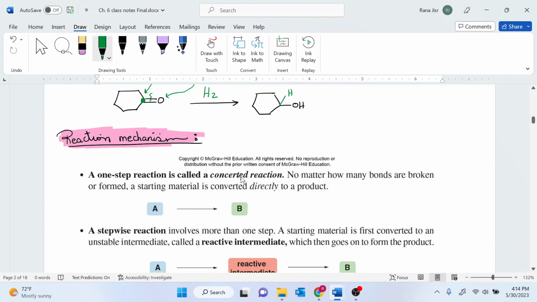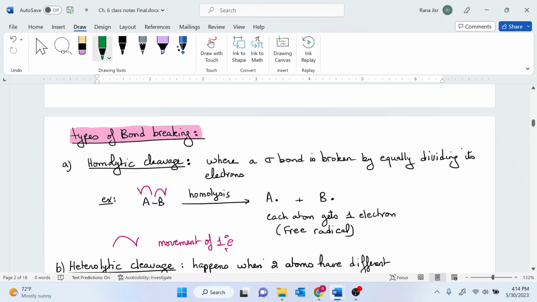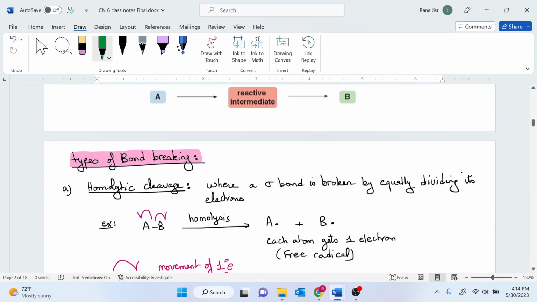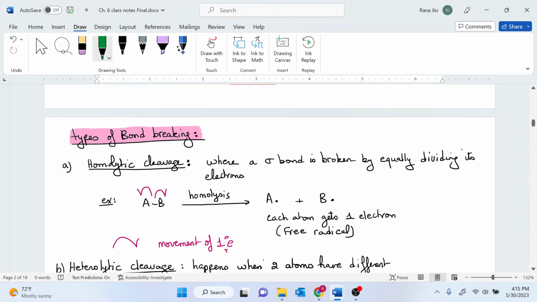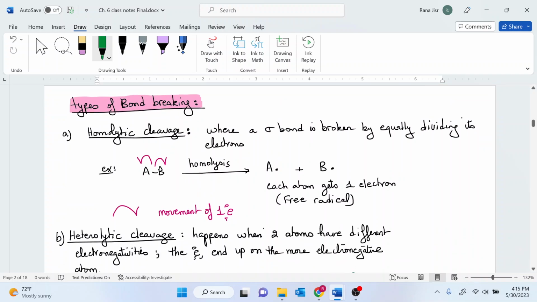Reaction mechanisms can happen either by one step or by multiple steps. The one step, we call it a concerted reaction, where you simply go from your reactant to your product. However, if you have multiple steps, we call this a stepwise reaction. You start with your reactant and then you reach an intermediate. And then from the intermediate, you form your product. Or you can form another intermediate and then do a third step until you go ahead and you form your final product. There are two types of how bonds break in organic reactions. Bonds can break either by a homolytic cleavage, and the cleavage always involves the sigma bond.